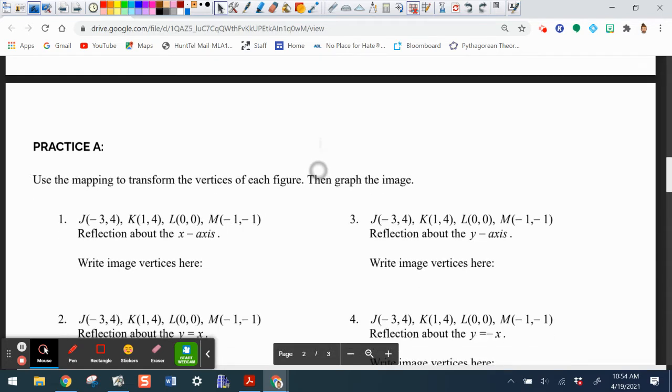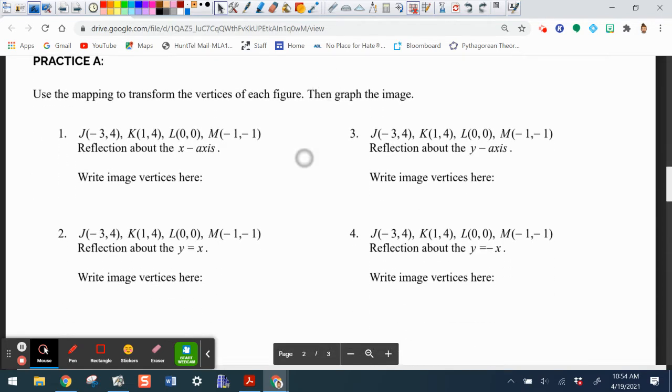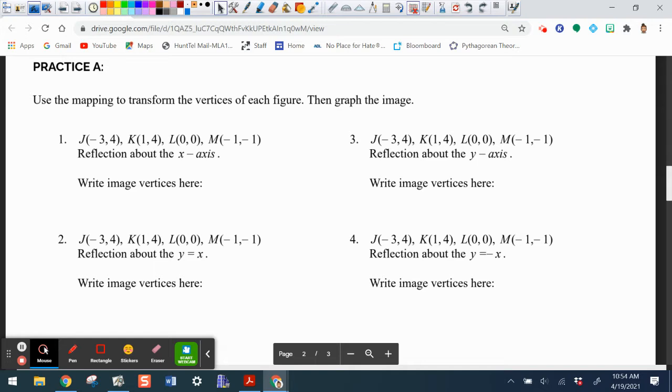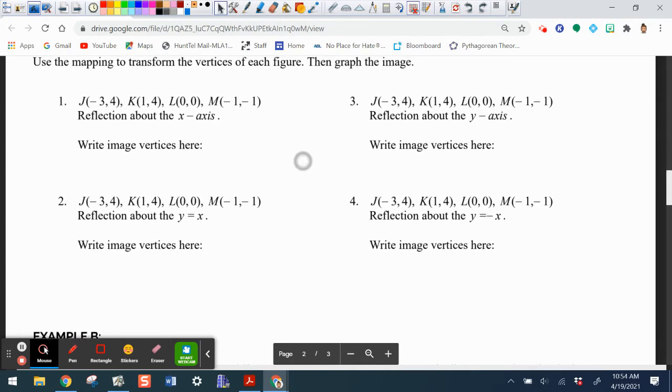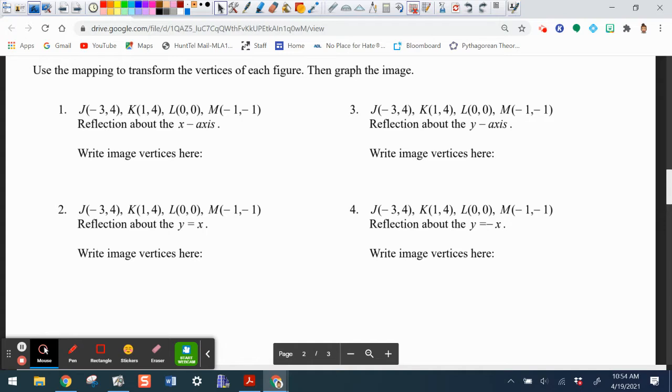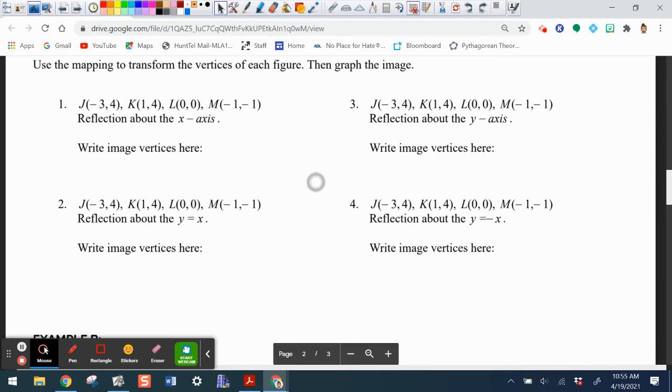We'll bypass the example. So it says practice A: use the mapping to transform the vertices of each figure, then graph the image. Now, for the sake of the video, I am simply going to perform the transformation. I'm not going to spend much time graphing it. However, I will graph a couple because I think some of you will really start to notice a trend here in terms of how to perform these transformations.